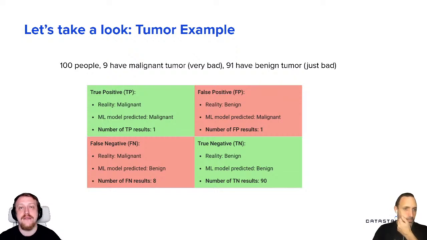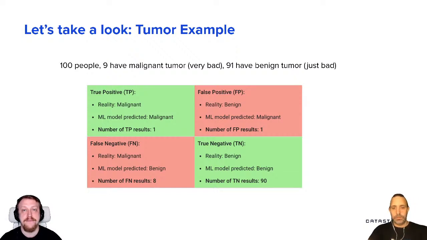So then we created a model we are going to assess, and this model, working with these 100 people's data, gave the following results: true negatives, 90. It means the model identified 90 people as having a benign tumor, so just a bad tumor. So they don't have a malignant tumor, in reality benign, and machine learning predicted it correctly. It's called a true negative. And we got 90 out of 91, which seems to be a good score.